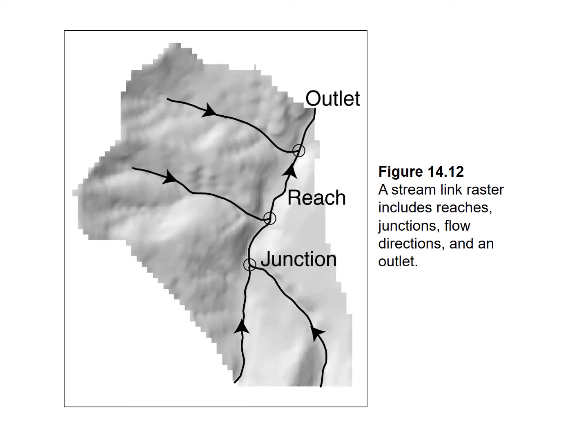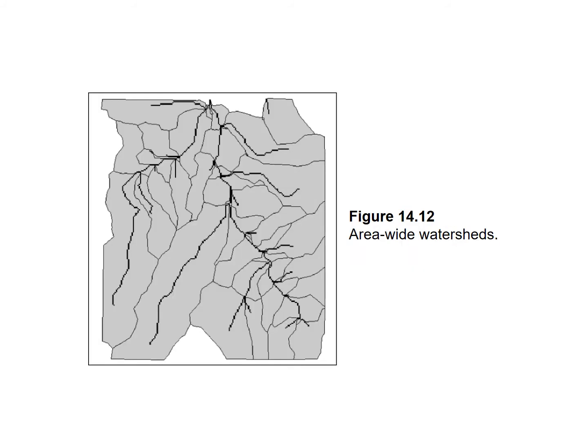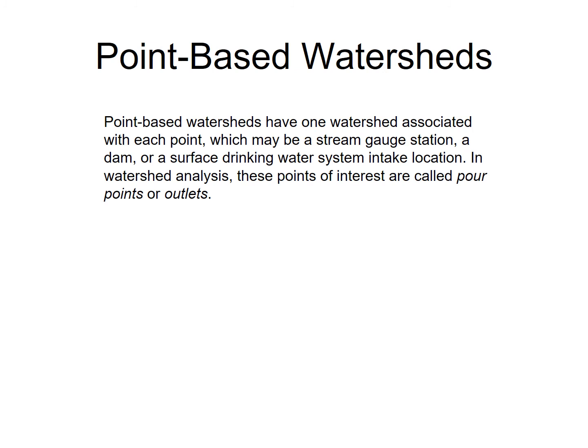In terms of talking about streams, we have outlets, reaches, and junctions. Junctions where 2 streams come together. A reach is a section of a stream, and an outlet is at the end of the watershed. And this is an example of an area-wide watershed, and you can see how within it there are so many sub-watersheds and streams.